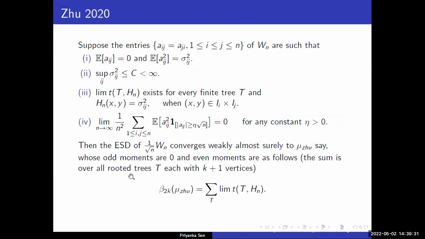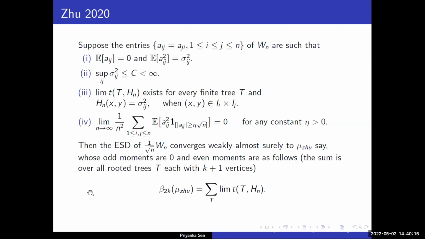In 2020, Zhu proved that when the entries are centered with variance sigma ij squared, which is where the variance profile comes in, with the sigma ij's uniformly bounded, with the condition that the graphons converge for every finite tree, and a Lindeberg type condition, the ESD of the scaled matrix Wn with scaling 1 over root n converges weakly almost surely. It converges to a symmetric probability distribution, so the odd moments are 0, and the even moments are given by this, where the sum is over the trees that appear in condition 3.